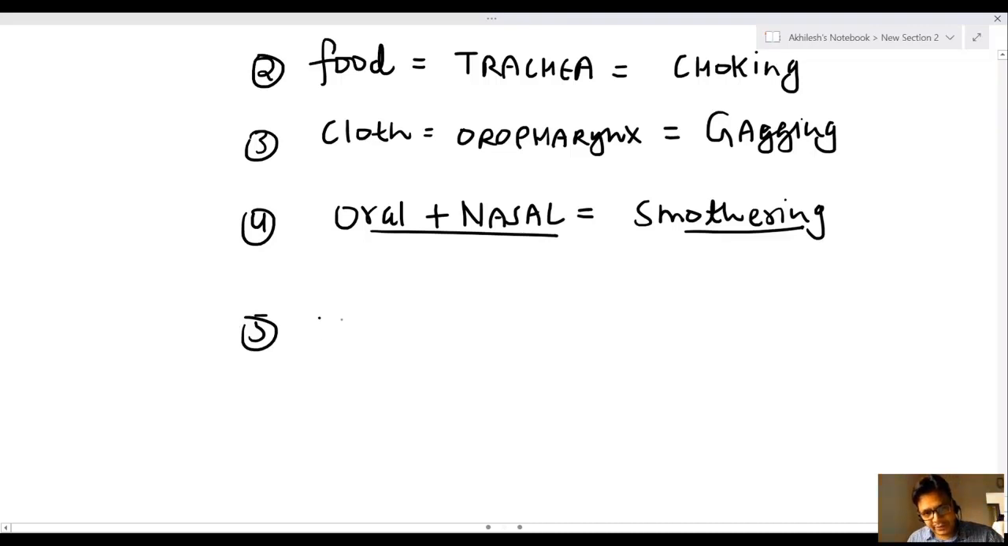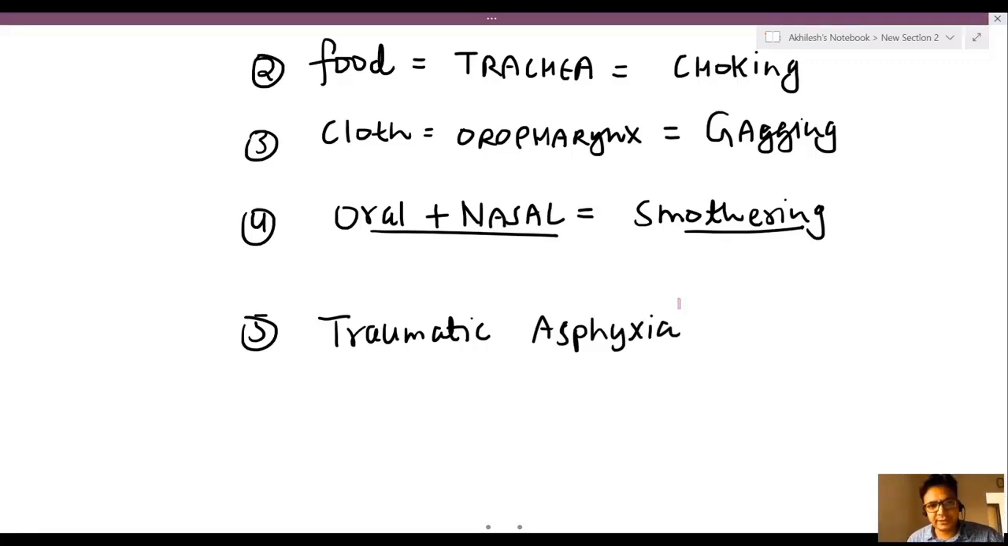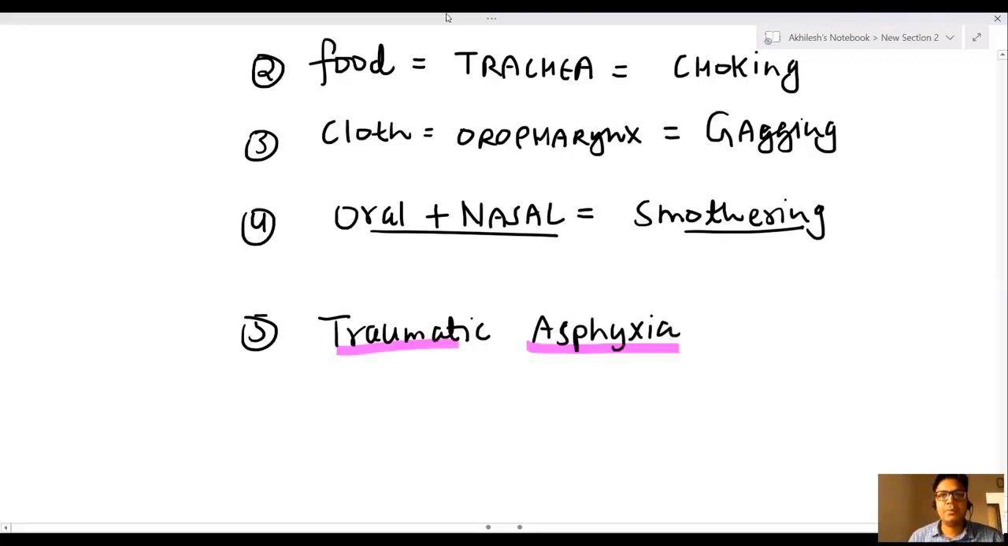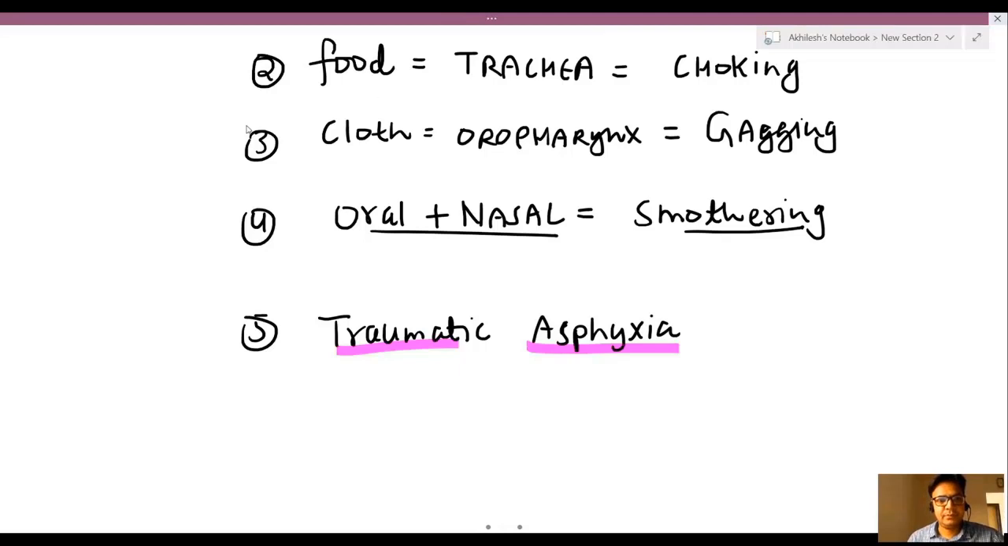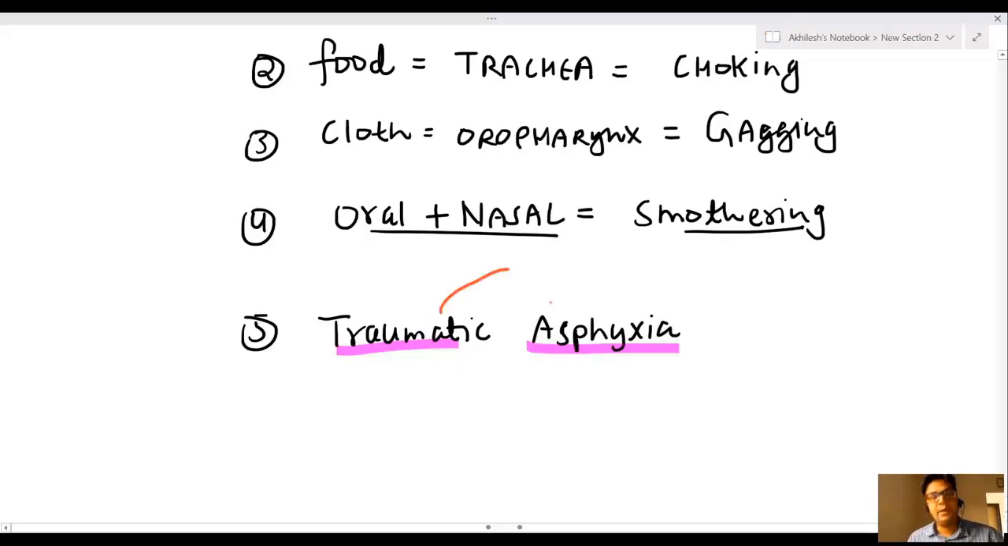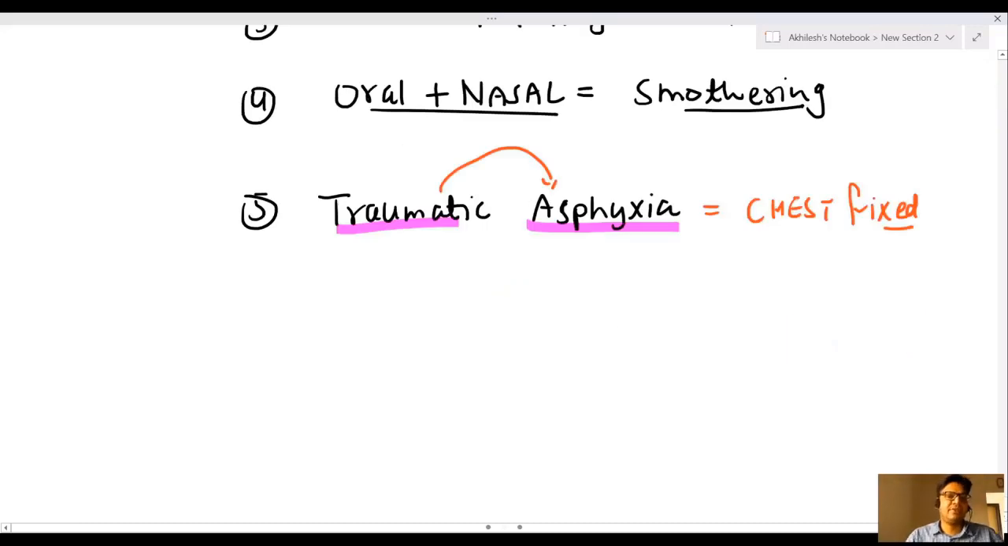Number five. Traumatic asphyxia. Traumatic asphyxia means asphyxia that happens because of trauma, where your chest is fixed. This is also known as Perthes syndrome.